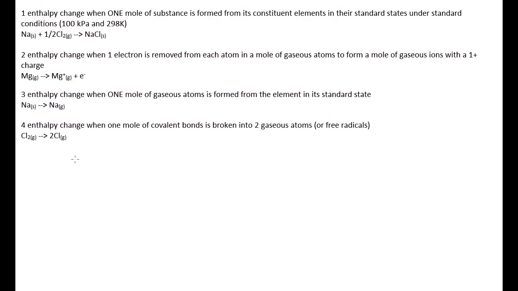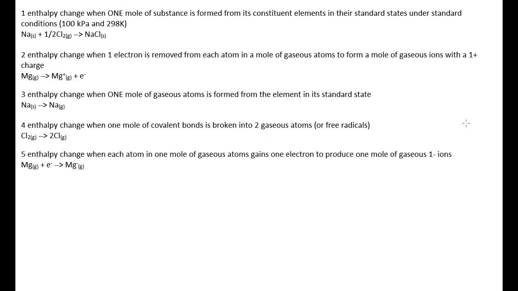Fourth, the bond dissociation enthalpy. Enthalpy change when 1 mole of covalent bonds is broken into 2 gaseous atoms or free radicals. And what we're looking for here is the mean. Often we'll get the term mean bond dissociation enthalpy, and the fact that it's mean is it's averaged over a variety of compounds. An example there is Cl2(g) going to 2Cl(g), or you could write that as 2Cl dot as a per usual sort of free radical.